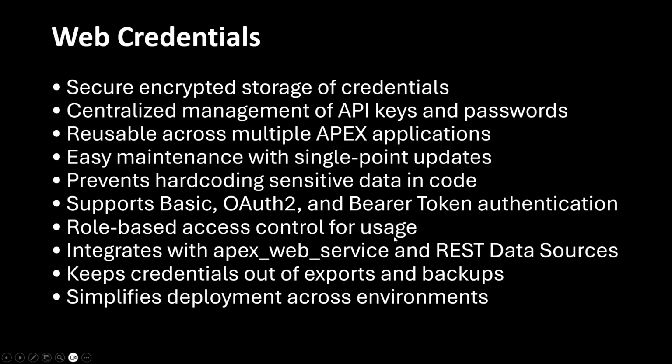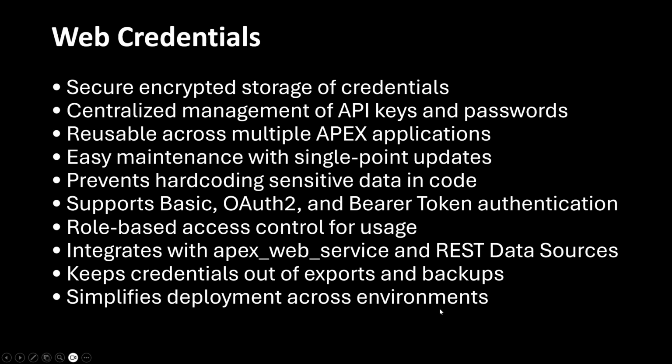So let's say, for example, the workspace administrator is entering or maintaining all this information. So no one else can see it, or if they change it, then it will not work, right? You need the existing information, otherwise it will be invalidated. Integrates with Apex web service and REST data sources. I will show you the code in a while, how it is getting integrated. Keeps confidential data out of exports and backups. So it will also not export this information. So you can't see it in the export file as text.